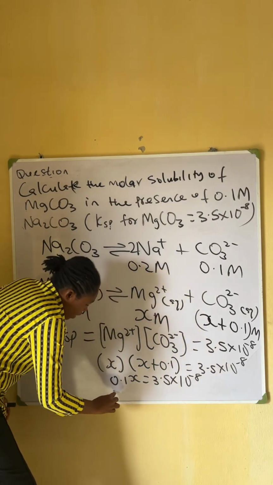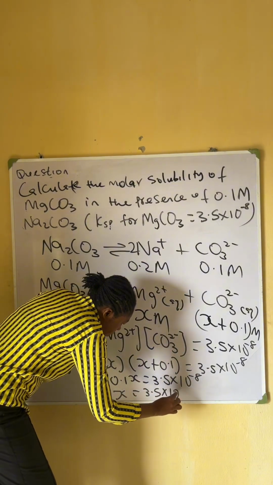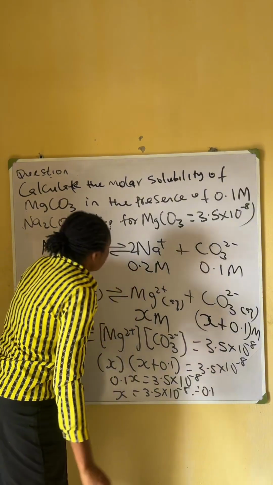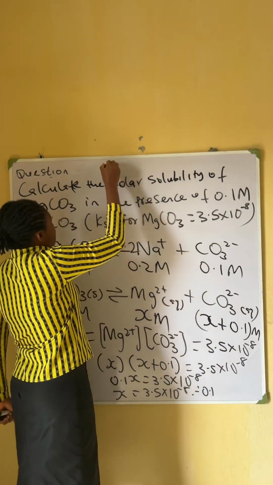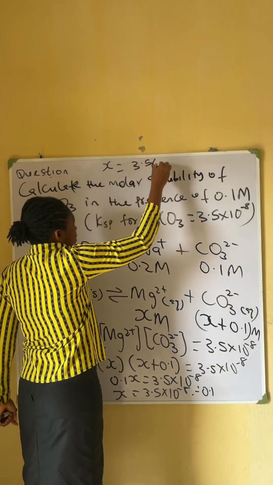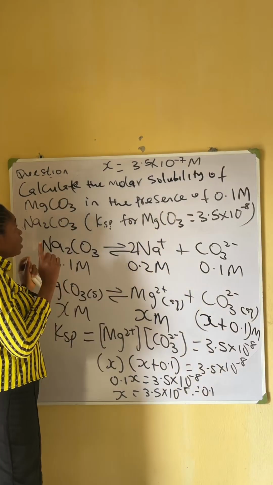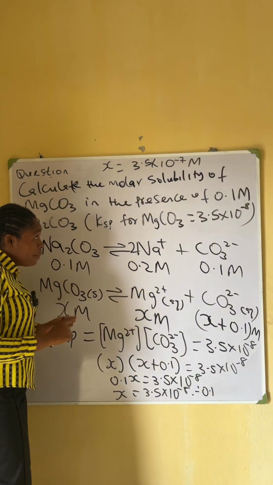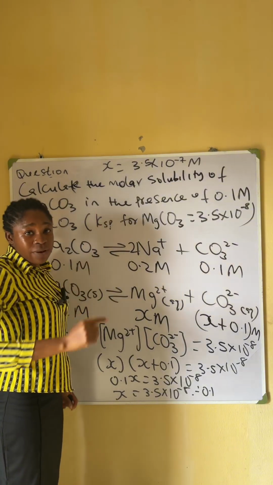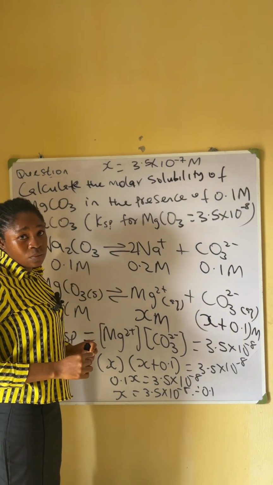So what should be the value of X? 3.5 times 10 to the power minus 8 divided by 0.1. So the value of X will be 3.5 times 10 to the power minus 7. So we can say that the molar solubility of magnesium carbonate in the presence of 0.1 molar sodium carbonate is 3.5 times 10 to the power minus 7.